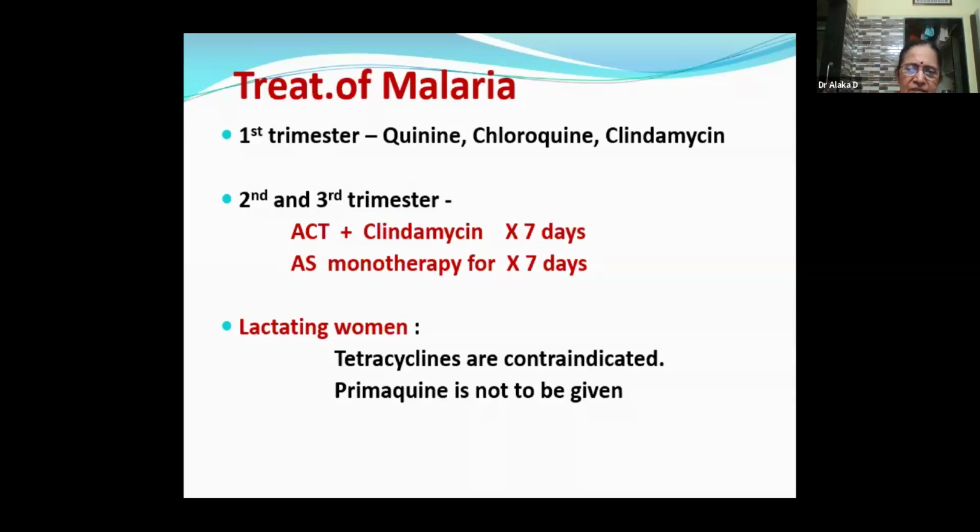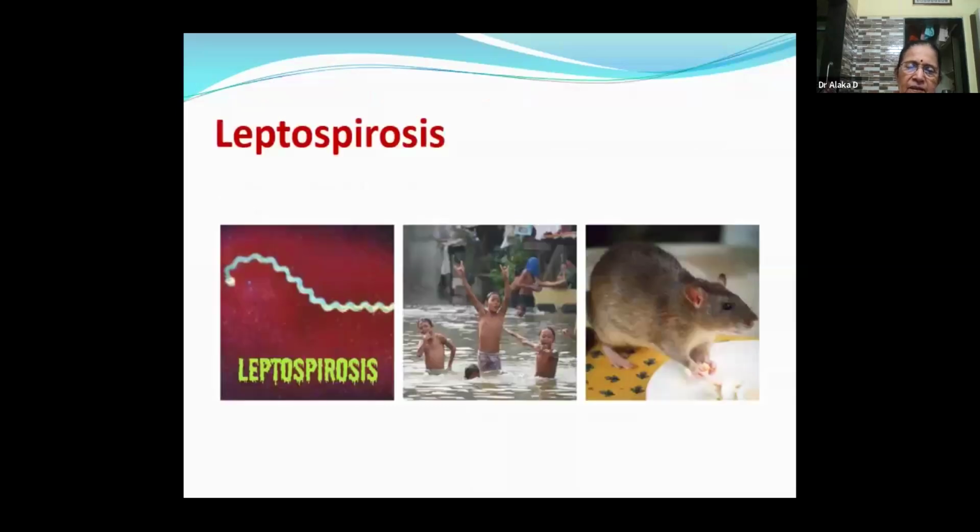After pregnancy, the question comes of a lactating mother. Tetracyclines are contraindicated. Naturally, we can't give tetracycline to the lactating mother because it will adversely affect the child. Primaquine is not to be given under any circumstances because we don't know the G6PD state of the child. So primaquine should not be given to a lactating woman.